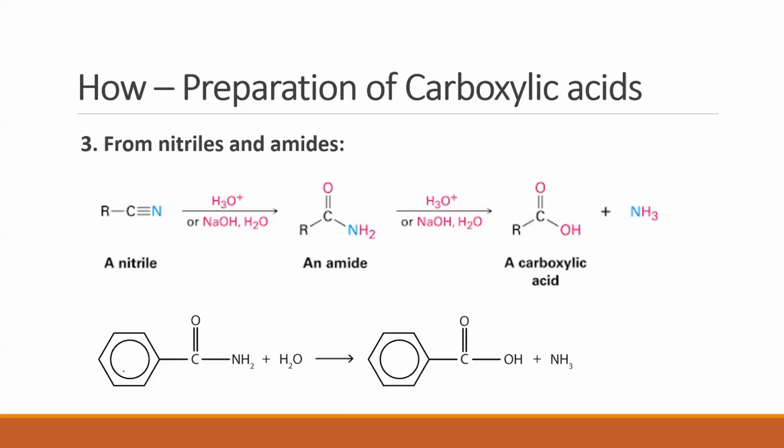From nitriles and amides. Now you can see one similarity here. All the three compounds, aldehydes, ketones, and carboxylic acids, can be obtained from nitriles. Clear? The methods may be different, but we get all the three starting from a nitrile. Now let's understand how we get a carboxylic acid from a nitrile. So this is a nitrile, RCN.